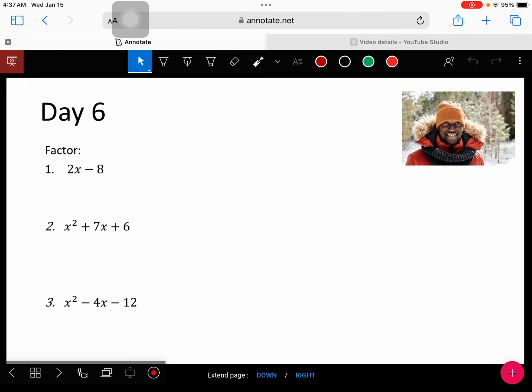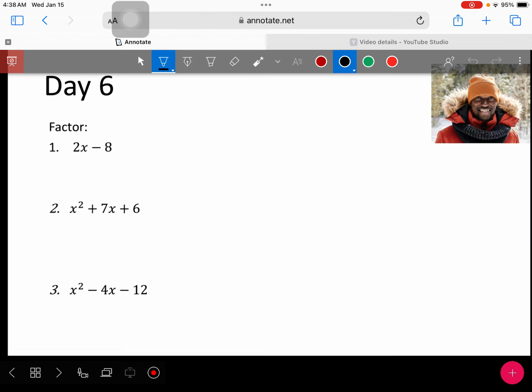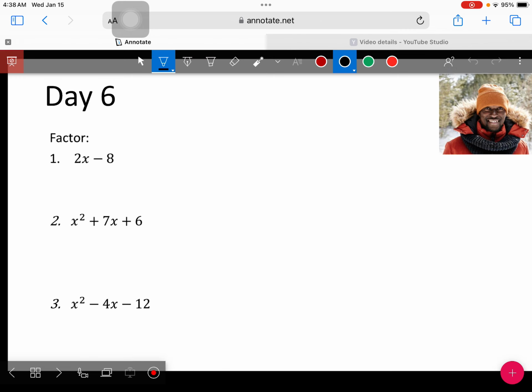Let's go to your purple packets. Take a look at our bell work. We are on day 6, and it says to factor. Again, this whole chapter for 11B is on factoring.